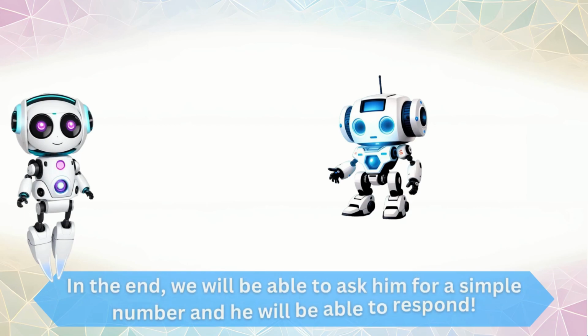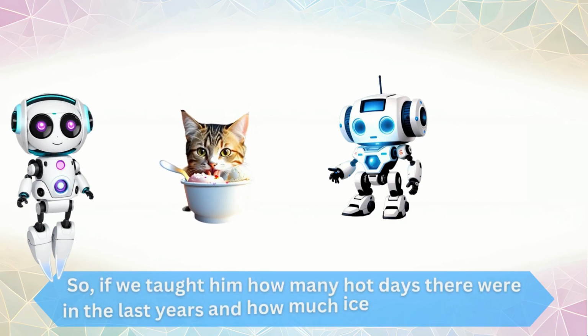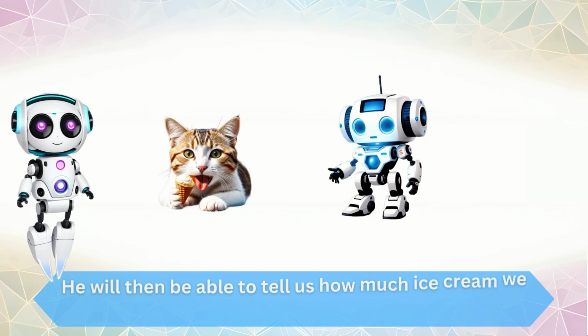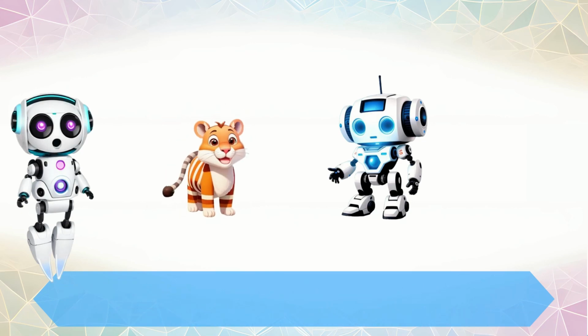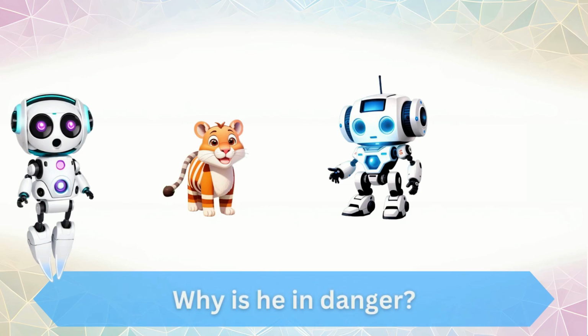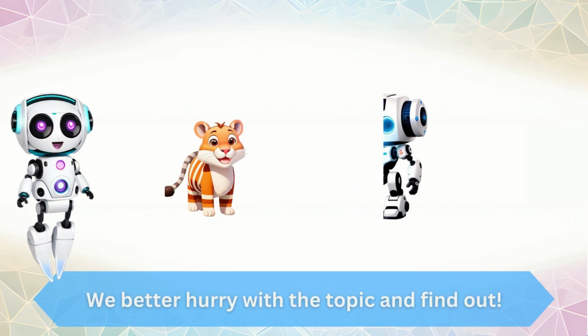In the end, we will be able to ask him for a simple number and he will be able to respond. So, if we taught him how many hot days there were in the last years and how much ice cream was sold, he will then be able to tell us how much ice cream we will eat next year if he knows the number of hot days. But what does this have to do with our neighbor's tiger who loves ice cream? Why is he in danger? We better hurry with the topic and find out.